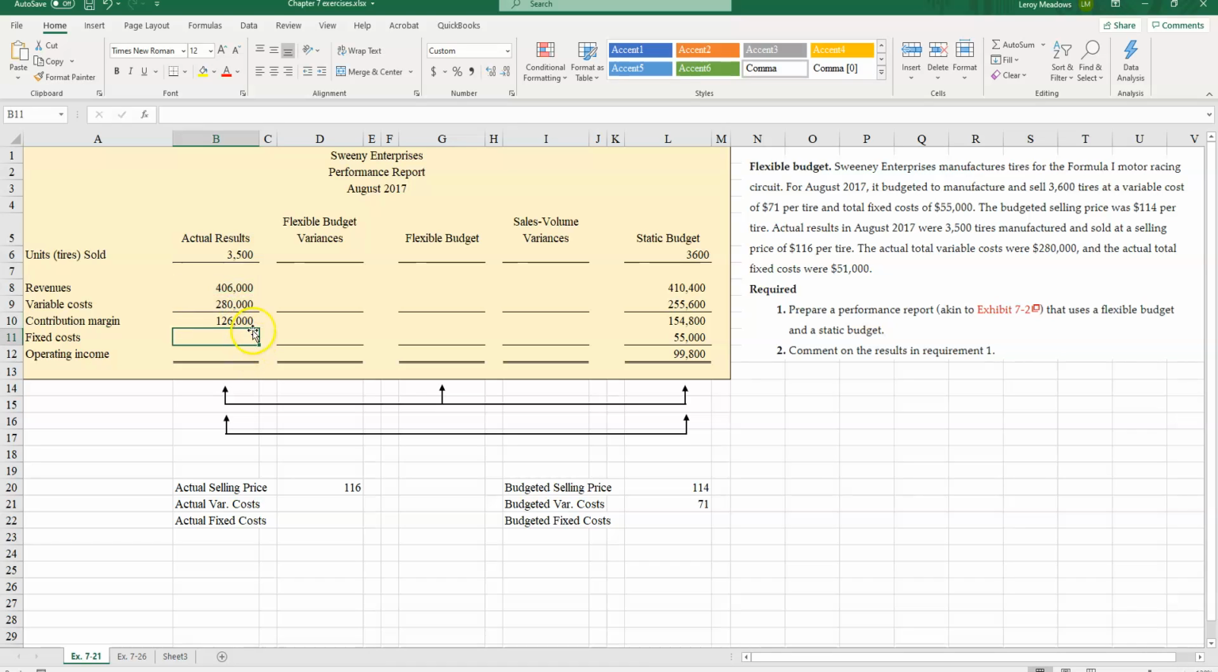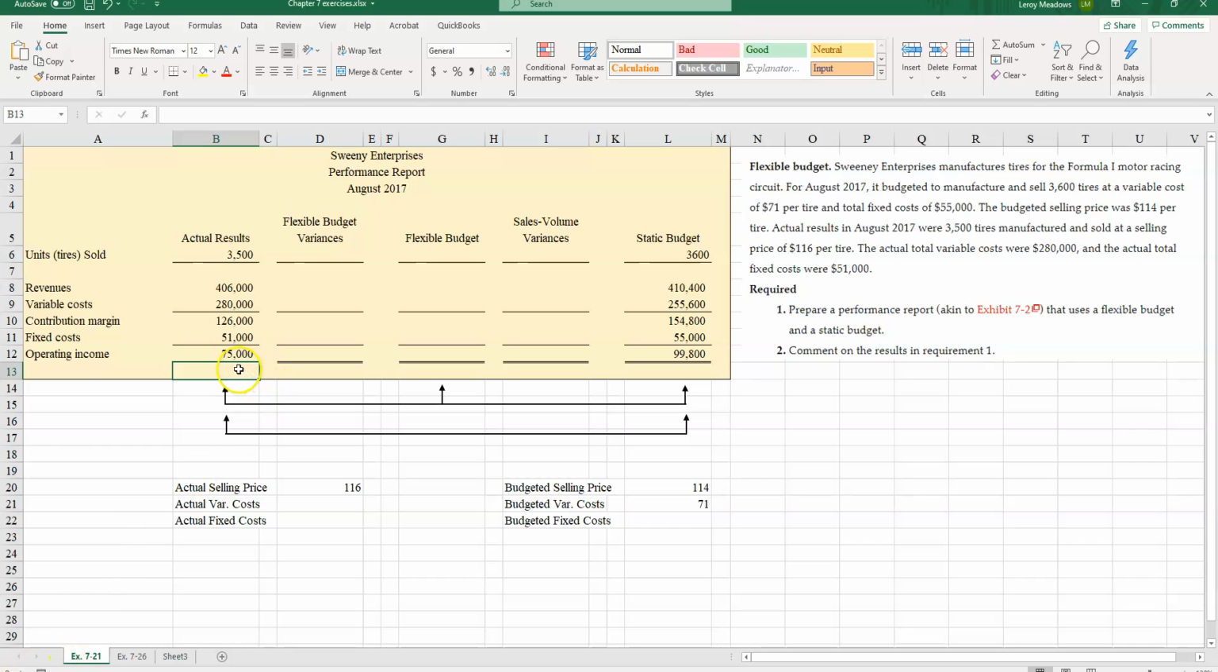And my actual contribution margin was $126,000. Now, from that, I'm going to subtract out my actual fixed costs to get my actual operating income. What were my actual fixed costs? They were $51,000. So my actual operating income was $75,000.